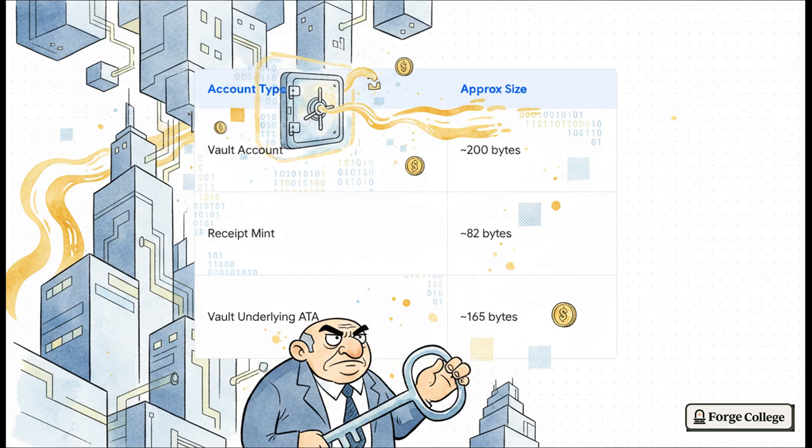Now you might be wondering, why do we care about exact byte sizes? Well, to avoid paying rent on the blockchain. If you pack enough Solana into an account to cover 2 years of rent, it becomes rent-exempt. Think of it as paying off the grumpy blockchain landlord in advance, so your vault is literally never evicted.